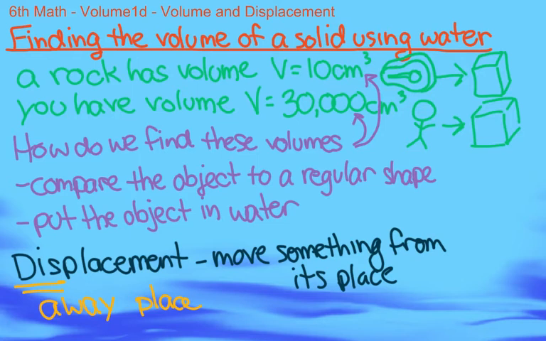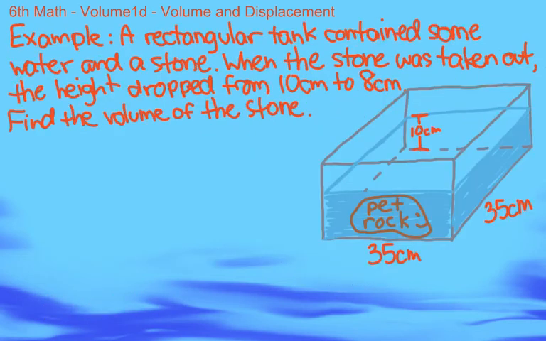All right, so let's take a look at a few examples that deal with displacement. In this one, we have this rectangular tank, and the measurements are here listed in front of you. And this corresponds to your textbook, and that's on page 57. So we have some water, and then there's this stone inside here. It's a beautiful little stone that we collected on our hike. And when the stone was taken out, the height of the cuboid, the rectangular tank, dropped from 10 centimeters to 8 centimeters. So currently it's 10. We'll take the rock out, and it will reduce in height. So our goal is to find the volume of the stone.